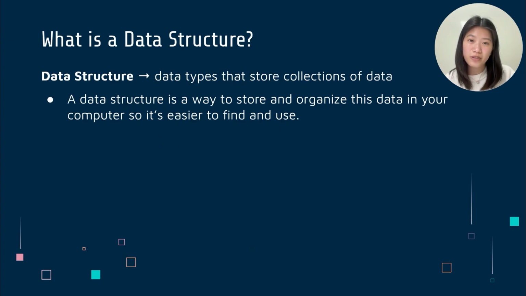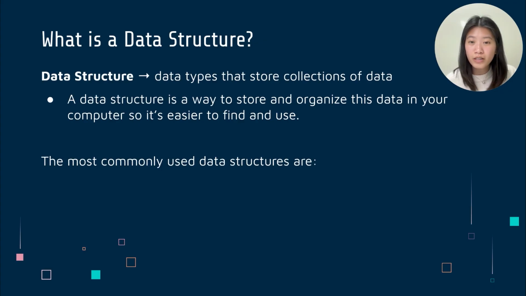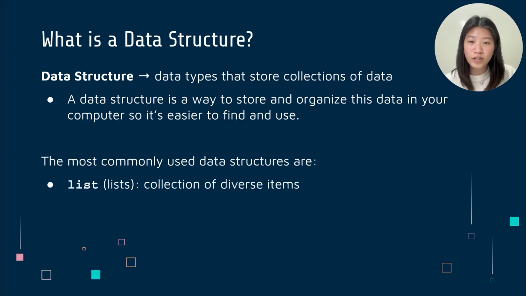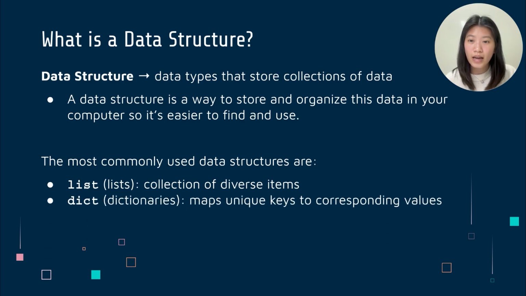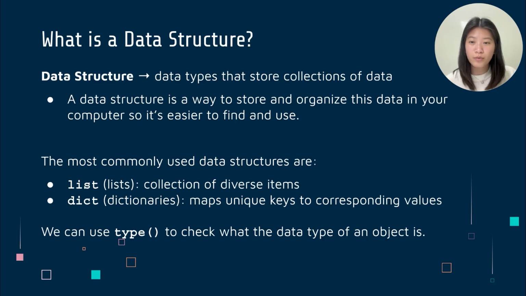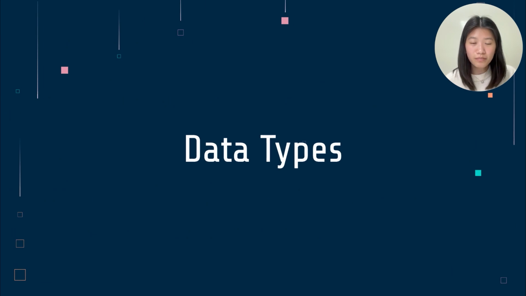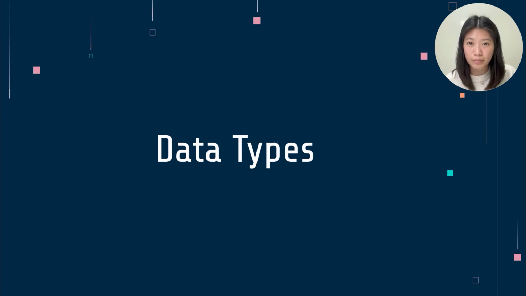So a data structure is just a way to store and organize this data in your computer so it's easier to find and use. And the most commonly used data structures are lists, which serve as a collection of diverse items, and dictionaries, which map unique keys to their corresponding values. And throughout this lesson, we're going to use the type function in order to check what the data type of an object is. So now moving on to some data types.